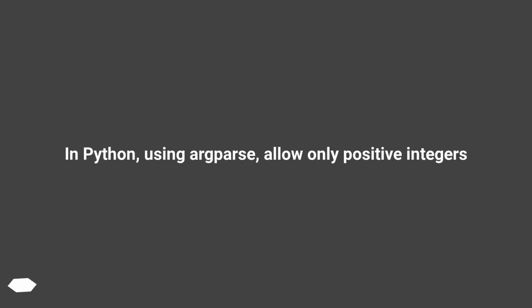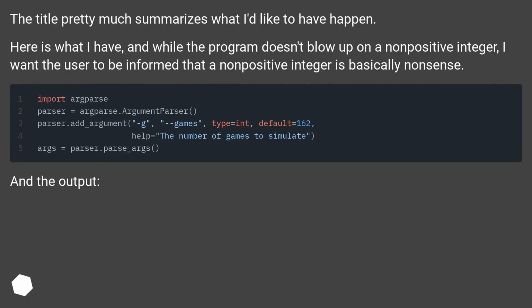In Python, using argparse, allow only positive integers. The title pretty much summarizes what I'd like to have happen. Here is what I have, and while the program doesn't blow up on a non-positive integer, I want the user to be informed that a non-positive integer is basically nonsense.